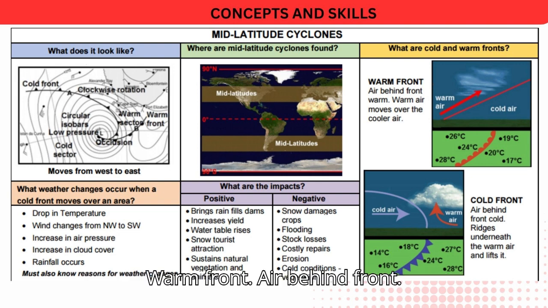Warm front: the air behind the front is warm. Warm air moves over the cooler air. Cold front: the air behind the front is cold. It ridges underneath the warm air.